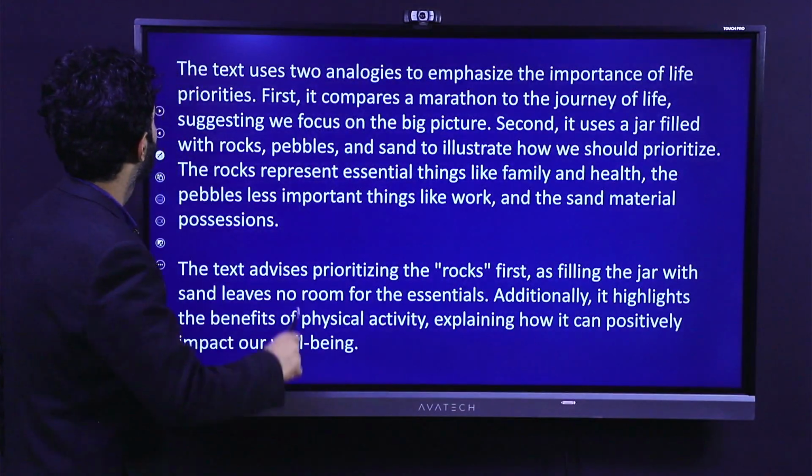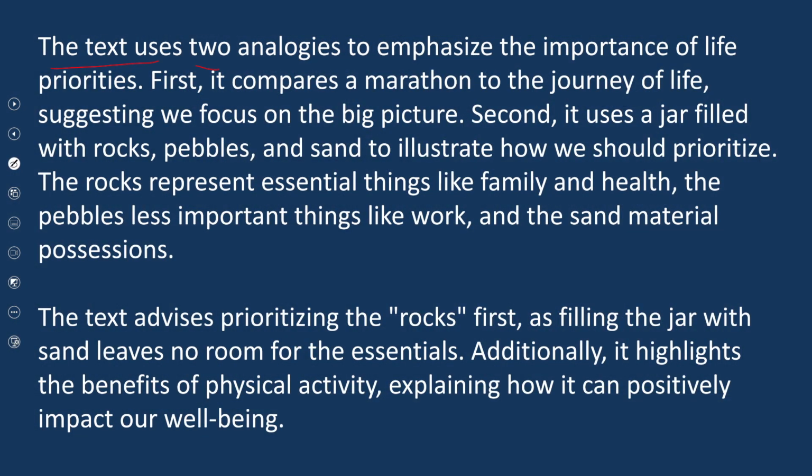Now, the text or the lesson uses two analogies, two comparisons to emphasize the importance of life priorities. What should we prioritize in life? First, it compares a marathon to the journey of life, that the journey of life is just like a long race, a marathon, suggesting we focus on the big picture. Second, it uses a jar filled with rocks, pebbles, and sand to illustrate how we should prioritize. You can see that the transitional words like second and first, these are your transitional devices or transitional words.